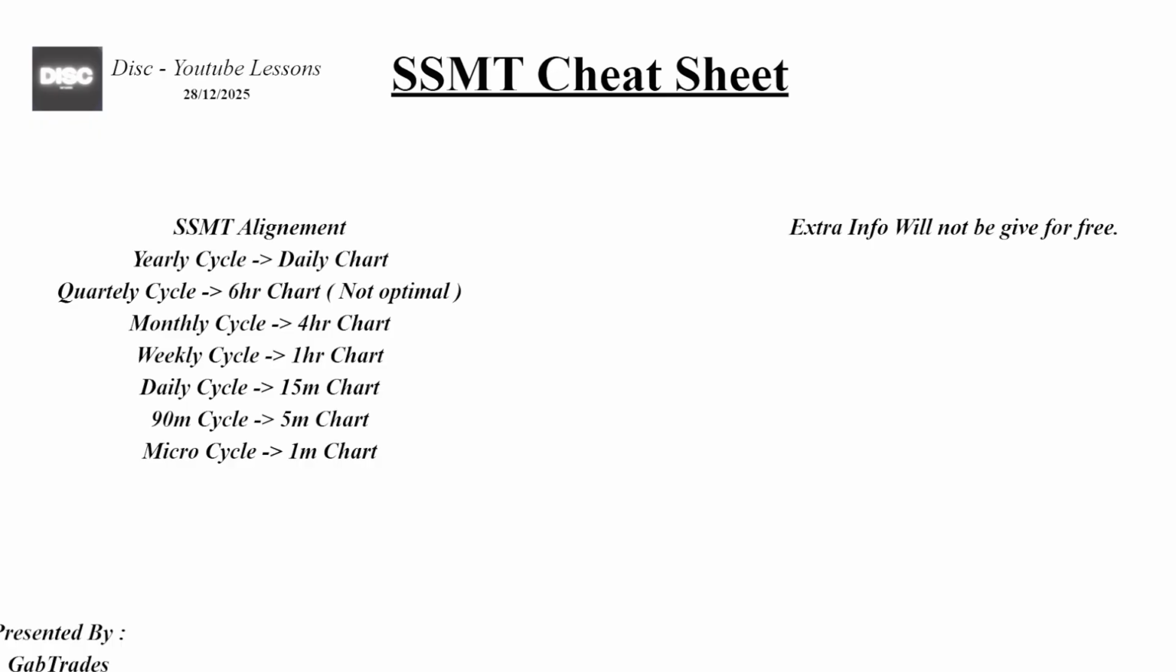We have monthly cycle, meaning 4 hour chart, weekly cycle, 1 hour chart, daily cycle, 15 minute chart, 90 minute cycle, 5 minute chart, micro cycle, 1 minute chart.